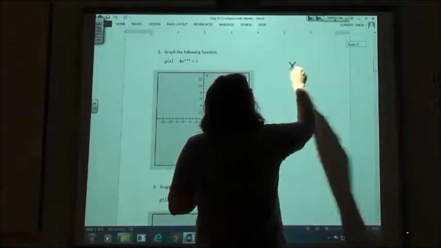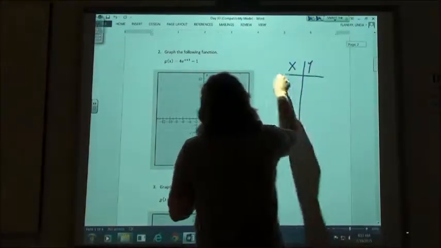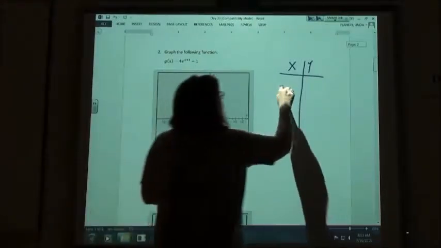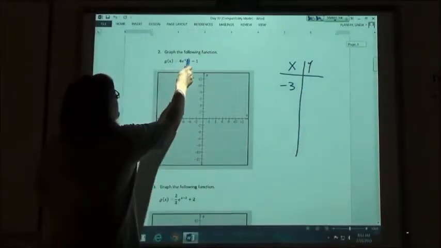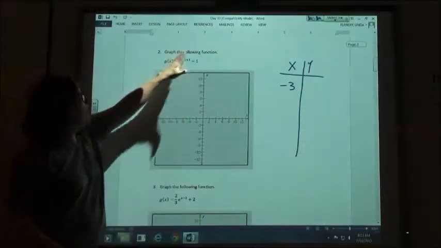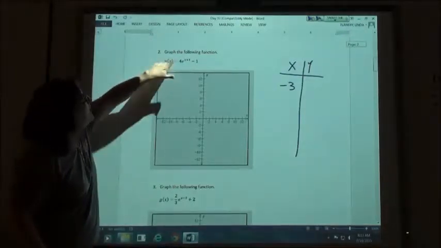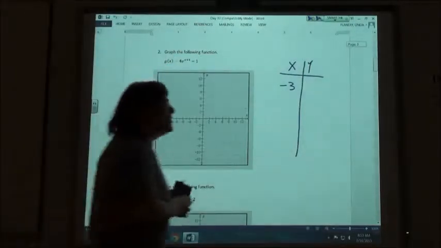So on number 2 there, what would we want to start with for our x value? -3, exactly. -3 plus 3 would give me 0. E to the 0 is 1. 1 times 4 gives me the 4 in front, and then just 4 minus 1, which is 3.